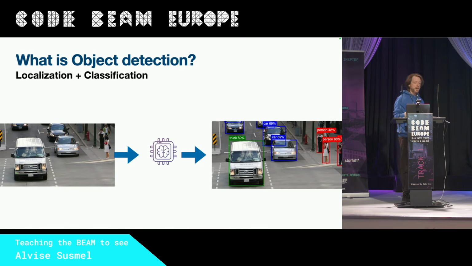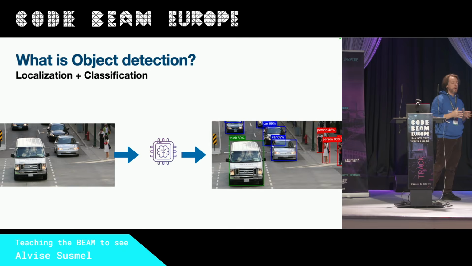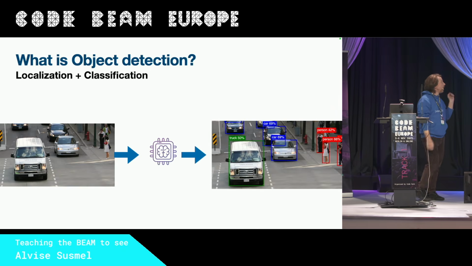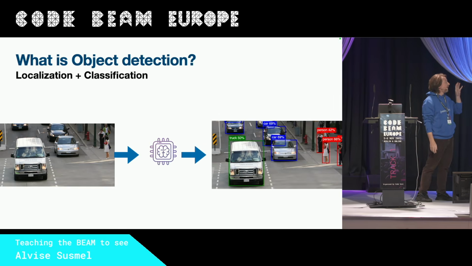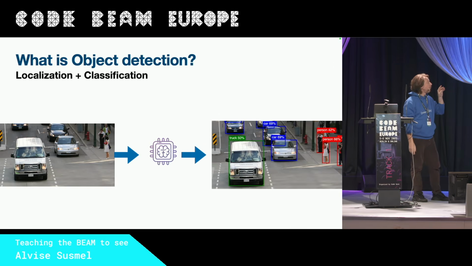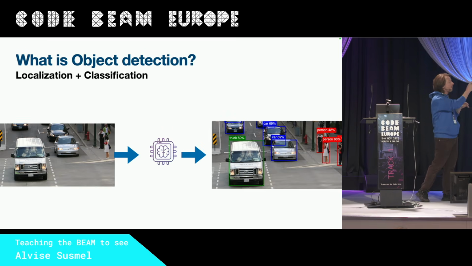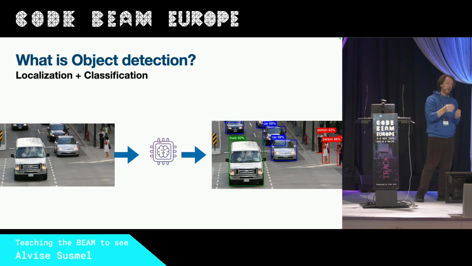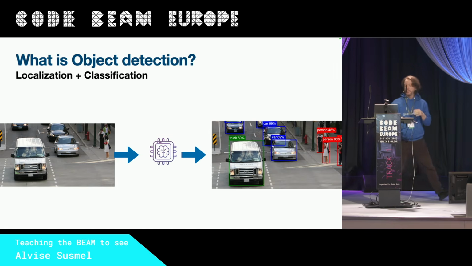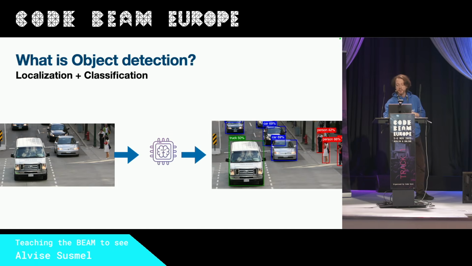So first, what is object detection? Object detection solves two problems at the same time: localization and classification. Localization is to get the bounding boxes for the detected objects. So we give an image and we get the bounding box coordinates, and then also classification of the found objects inside the bounding boxes with a certain confidence, the probability.